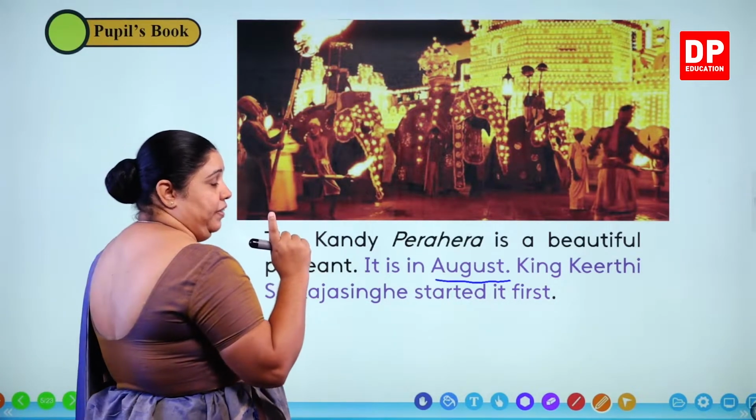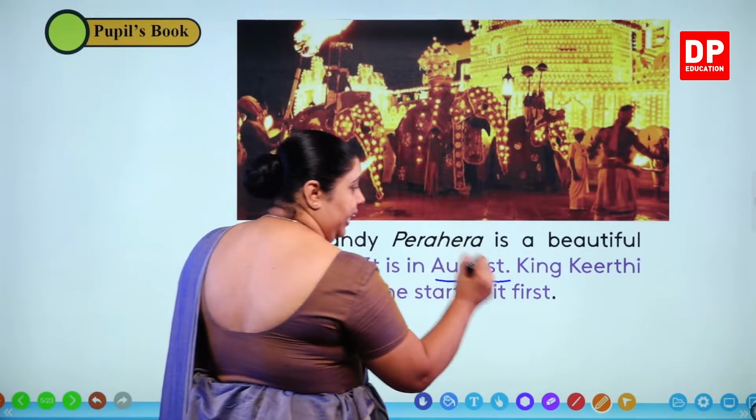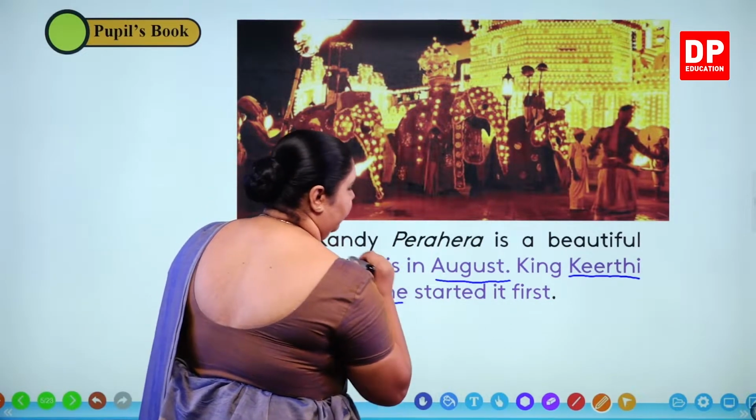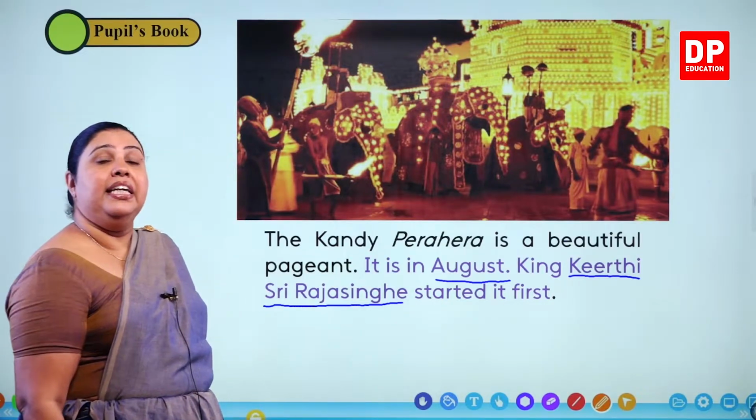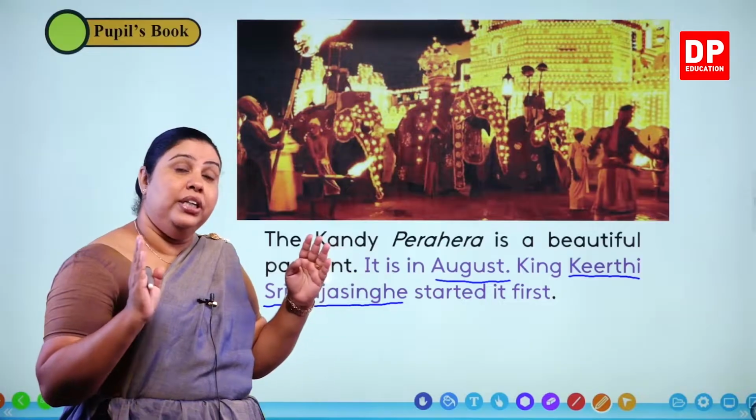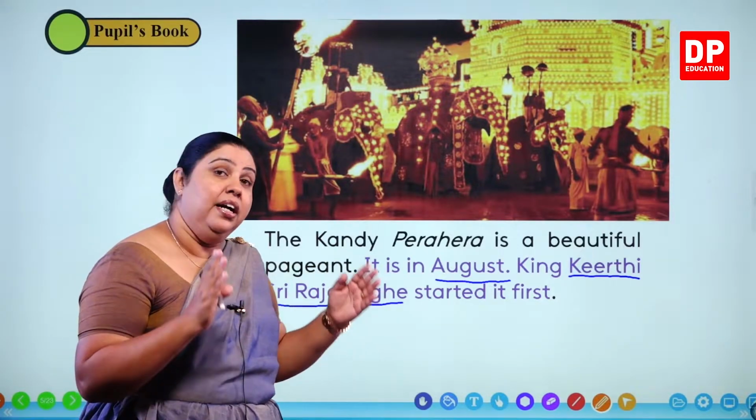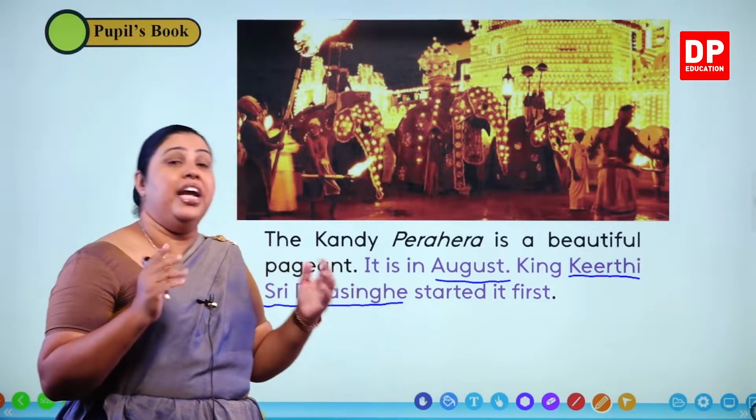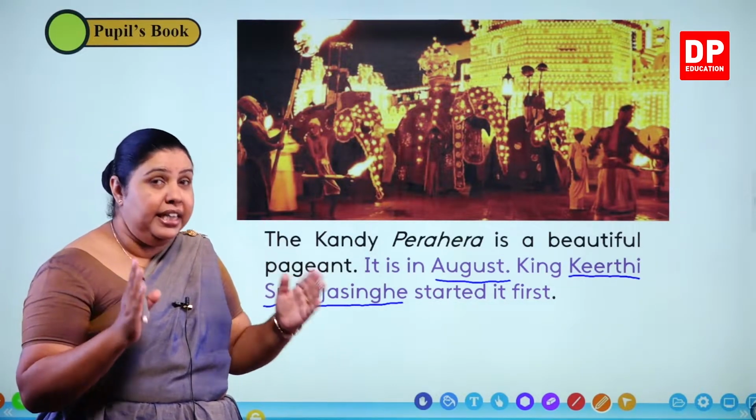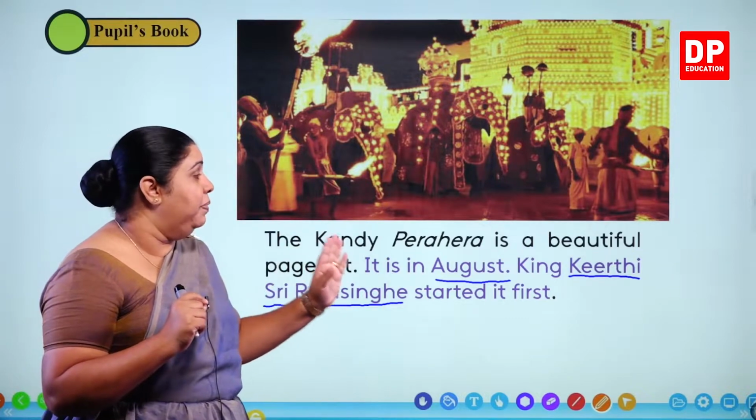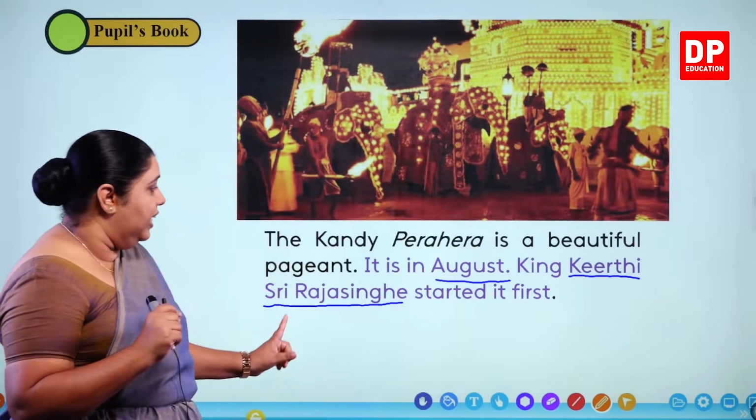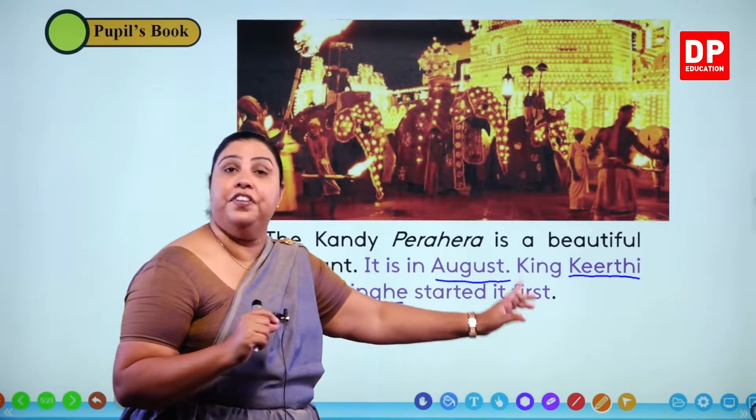It was during the time of the king Kirti Sri Rajasingha. King Kirti Sri Rajasingha is the king who ruled the up country, the hill country at that time, and he was the king of our country. So during his time, the Kandy Perahera was started. King Kirti Sri Rajasingha started it first.